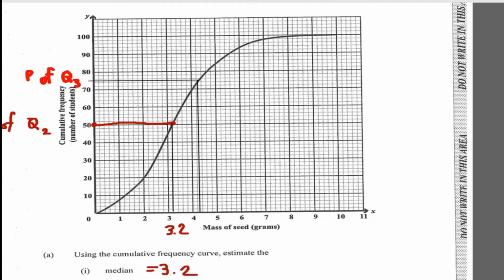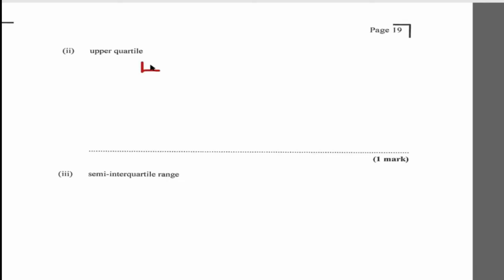So that's the upper quartile right there, 4.3. The upper quartile is 4.3 from our graph. So we're getting 4.3 for the upper quartile. Let's jot that down: the upper quartile is 4.3. Now that we have the upper quartile, we need the semi-interquartile range.